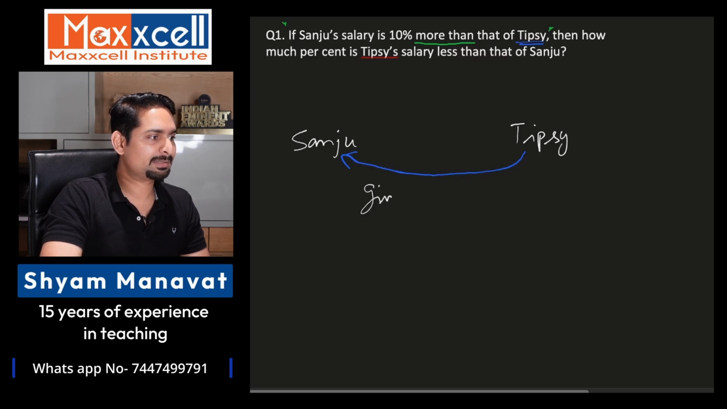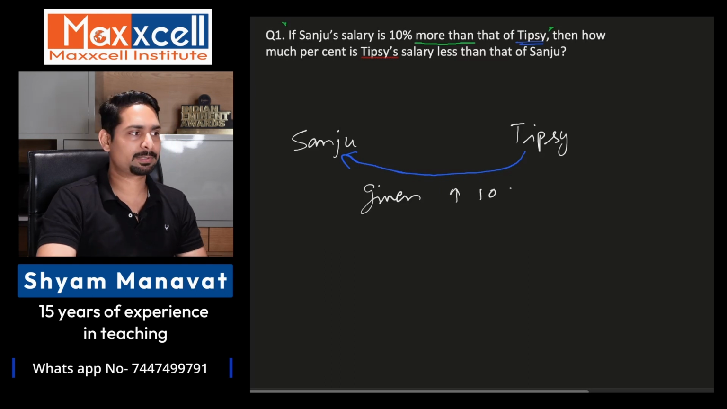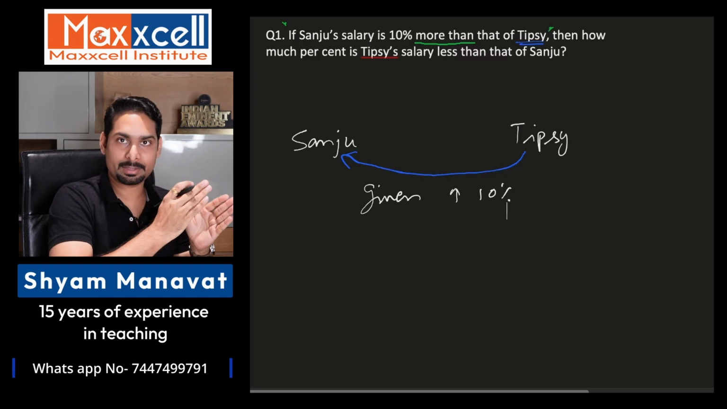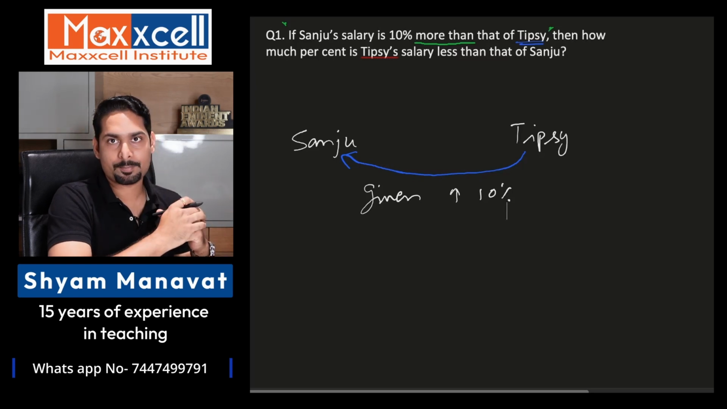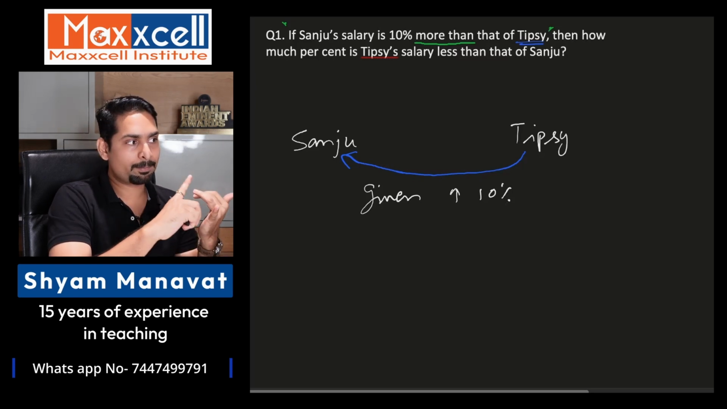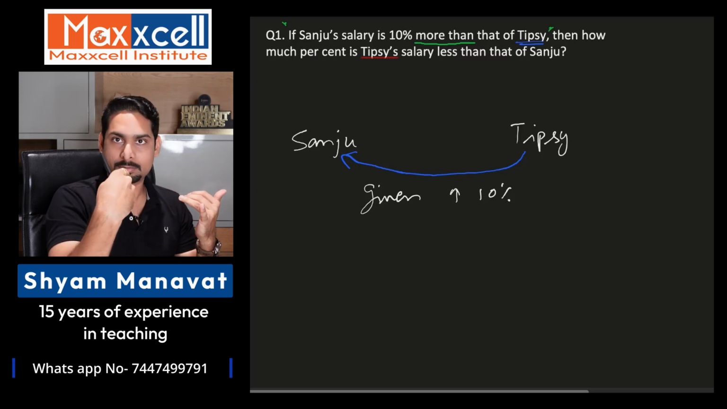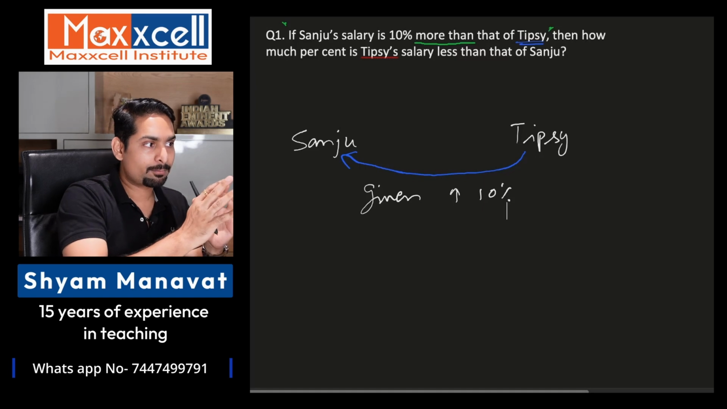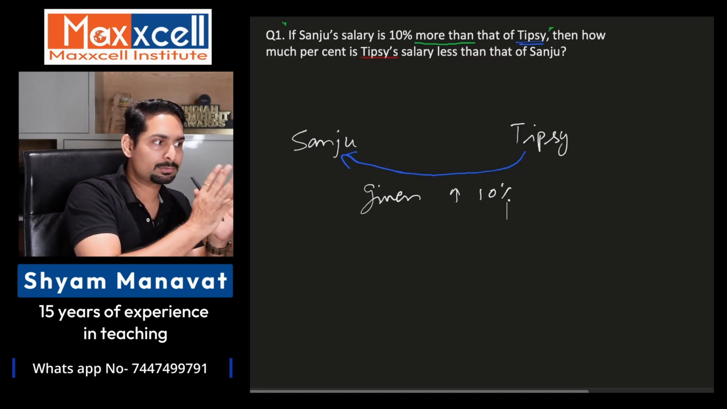So this is given, that this increase is 10%. This increase is what? 10%. Is the question clear to you? If not, please rewind the video and then watch it again. Tipsy is the base value. From the base value, you look at whatever increase or decrease is given. So from Tipsy, it's 10% more. So from Tipsy, given that Sanju is 10% higher.